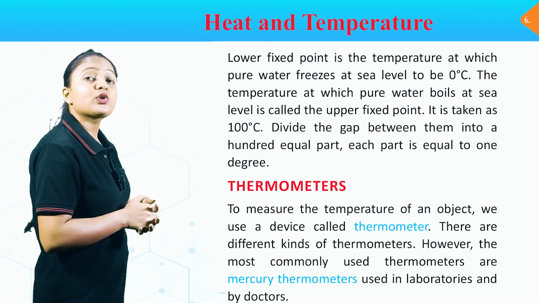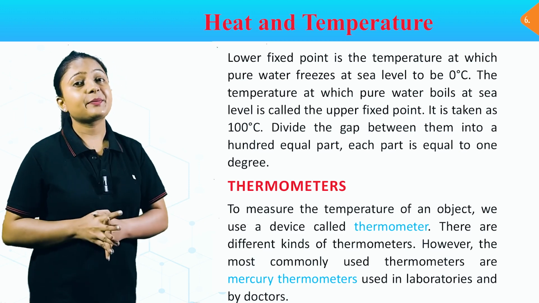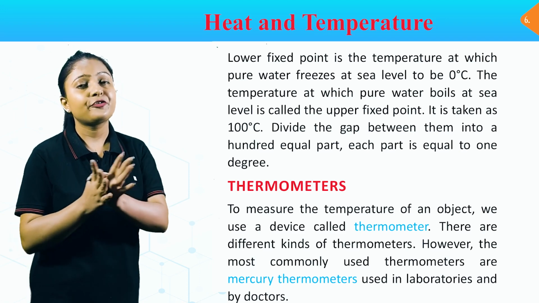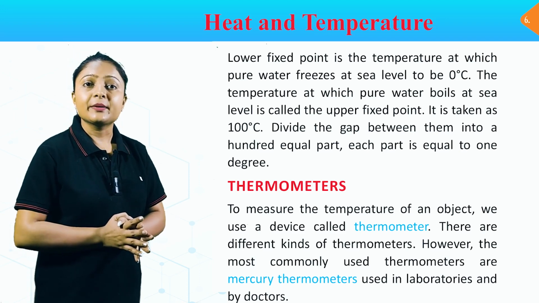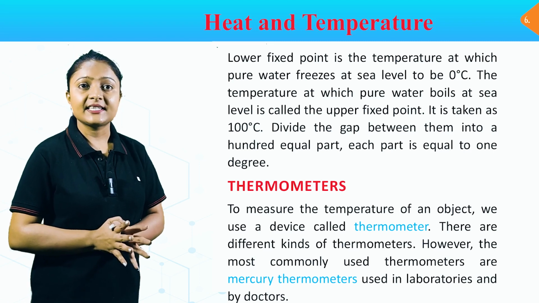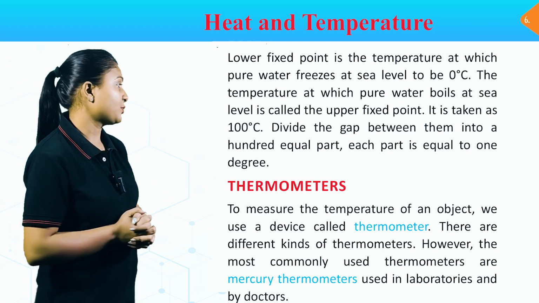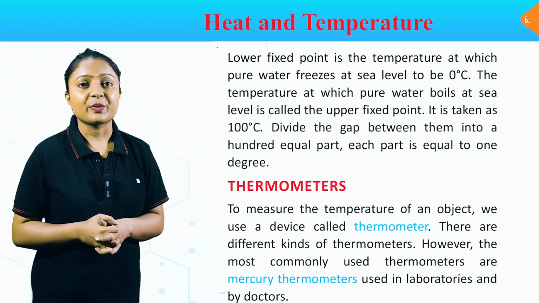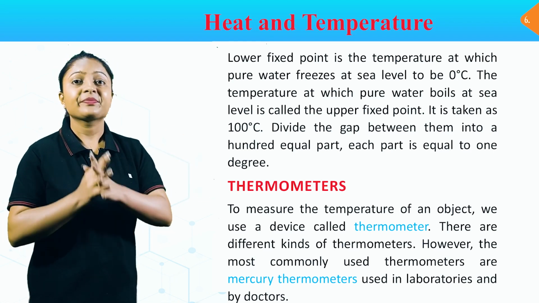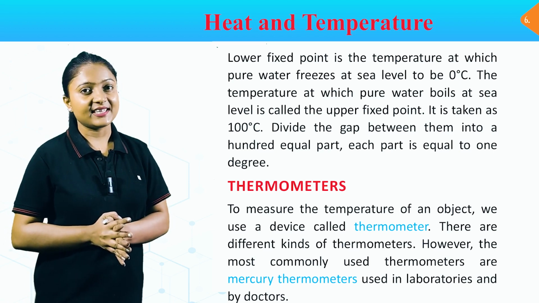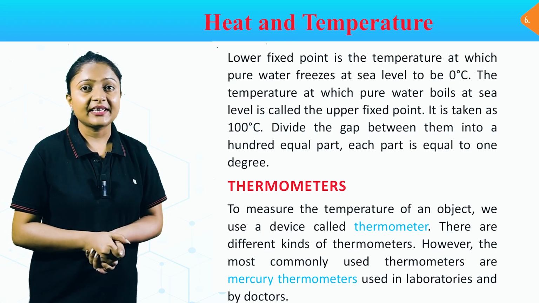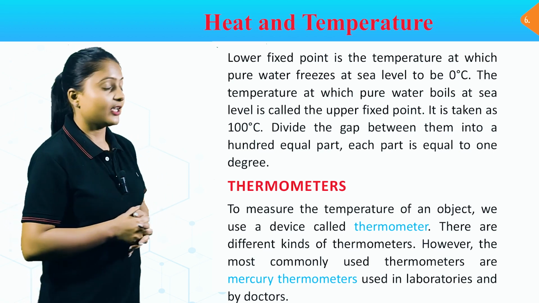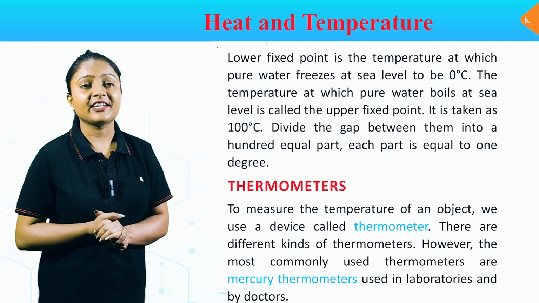तो लोअर टेम्परेचर जो हमने फिक्स किया अपने सेल्सियस स्केल पर, वो टेम्परेचर था जिस टेम्परेचर पर वाटर फ्रीज हो जाता है. The temperature at which pure water boils at sea level is called the upper fixed point. और हमने अपर फिक्स्ड पॉइंट लिया वो टेम्परेचर जिस टेम्परेचर पे वाटर बॉयल होने लगता है. It is taken as 100 degree Celsius. Divide the gap between them into 100 equal parts. Each part is equal to 1 degree. और उनके बीच में हर पार्ट को डिवाइड किया 1 डिग्री में.